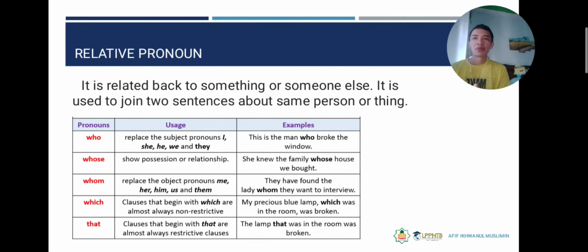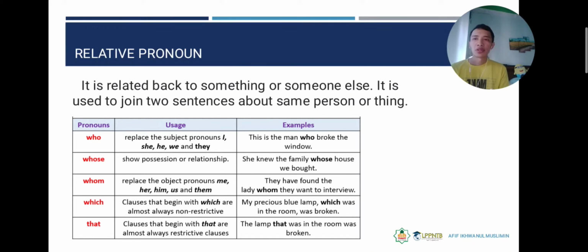And the third one, we have the relative pronoun whom. It's used to replace an object pronoun like me, him, her, us, or them. We have two example sentences: they have found the lady, and they want to interview the lady. The lady in the second sentence is the object of the sentence, so you cannot use who. You can combine those two sentences into one by using whom, as you can see in the example.